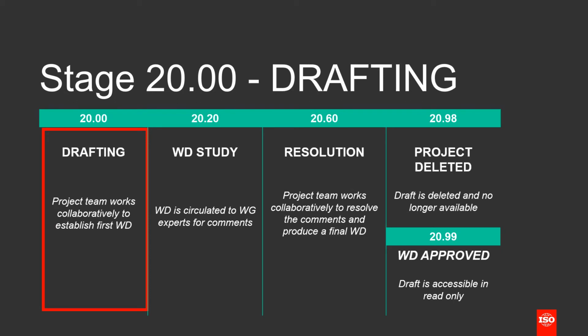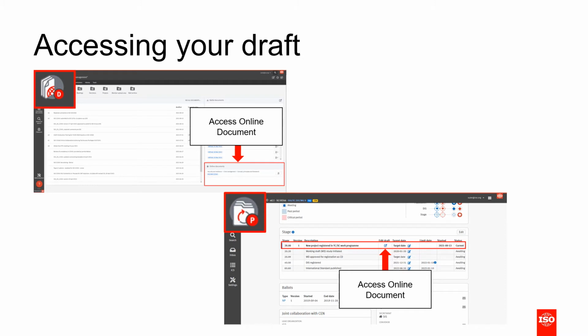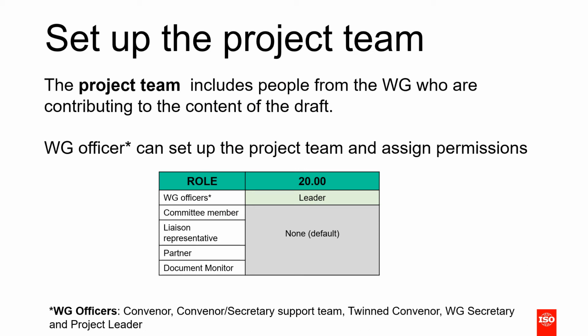So let's have a look at the process step by step. The access to the online draft can be done either from the online document card in Documents or from the stage card in Project. As mentioned previously, at stage 20, only the working group officers have access by default to the online document. The first step, therefore, is for the working group officer to set up the project team and decide who will participate in the drafting of the document and with which level of permission.